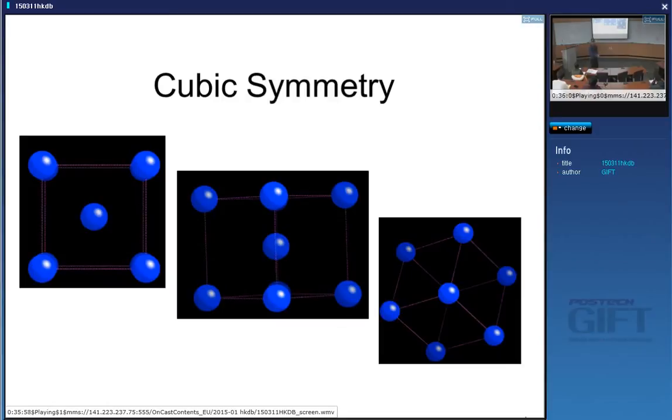This is the 1, 0, 0. We're looking down the 1, 0, 0 direction, and there's obviously four-fold symmetry. Here we are looking down the 1, 1, 0 direction, so that's a dyad. And what are we looking down for this one? Yeah, 1, 1, 1. So that's a threefold axis of rotation.